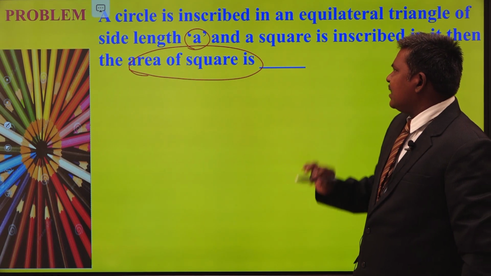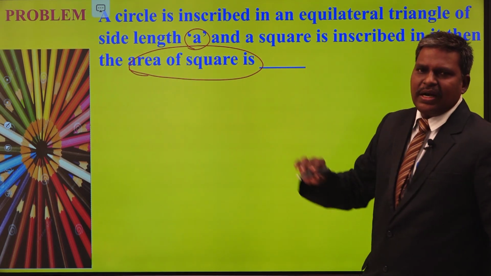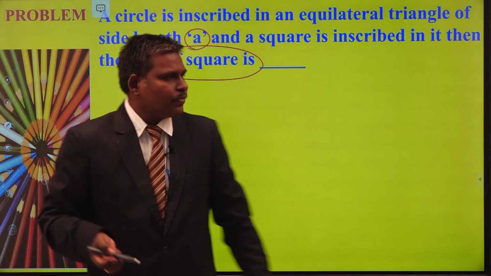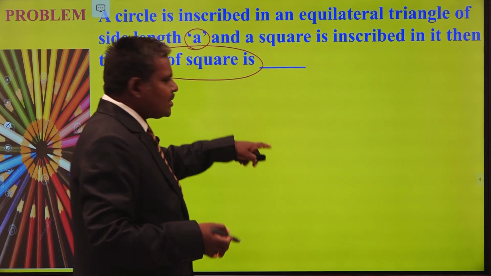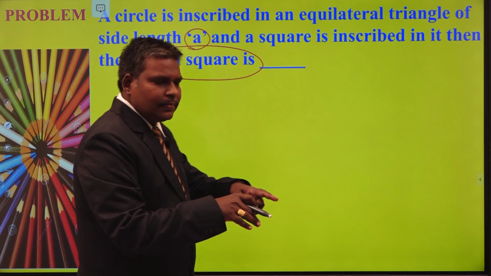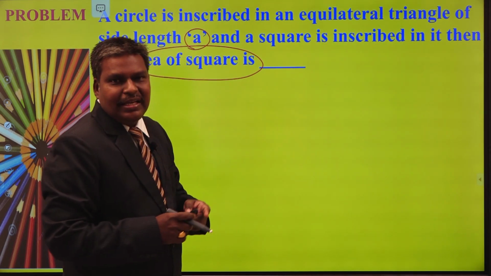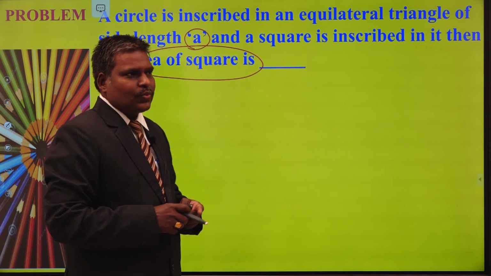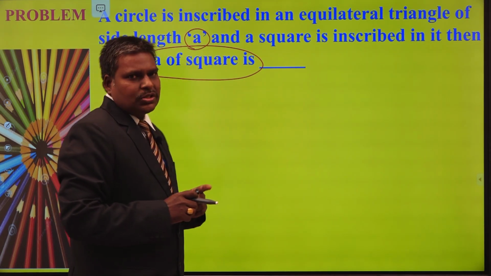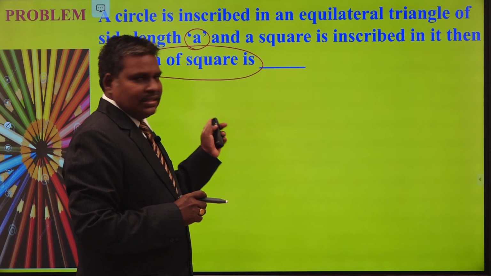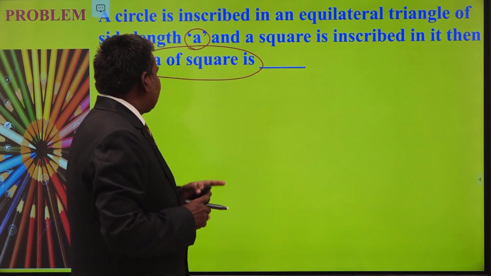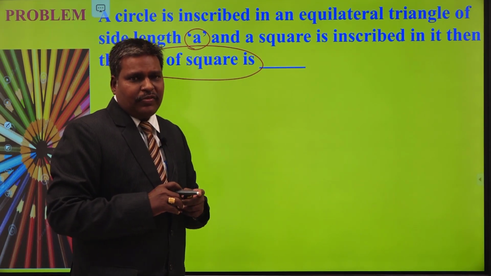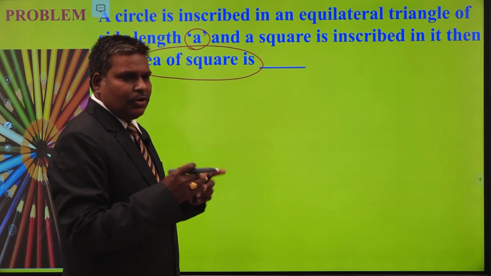A circle is inscribed in an equilateral triangle, each side of length A units. Then a square is inscribed in that circle. We have to find out the area of that square. Let us use the two concepts we have discussed just now to get the answer. We can do this problem without using any formula also. I will do both the methods.